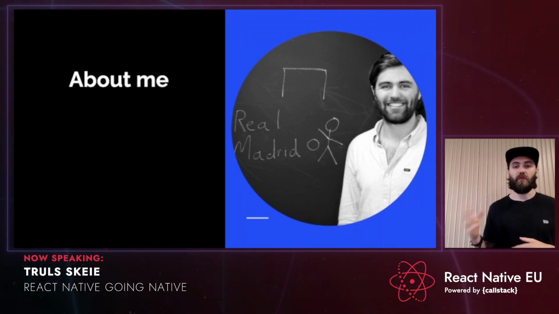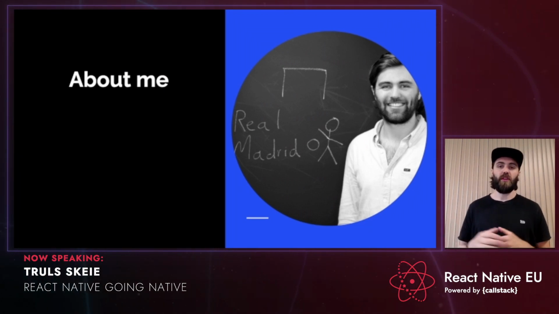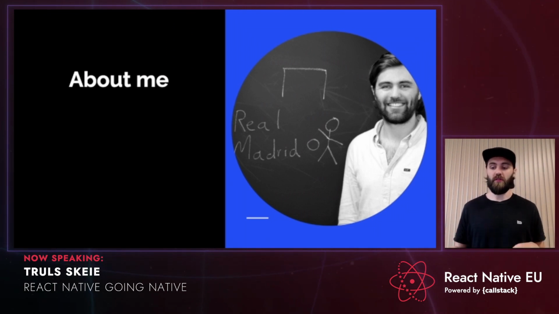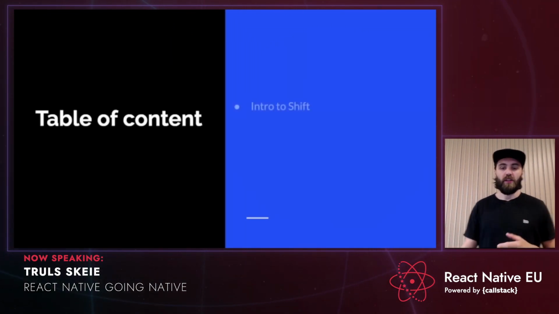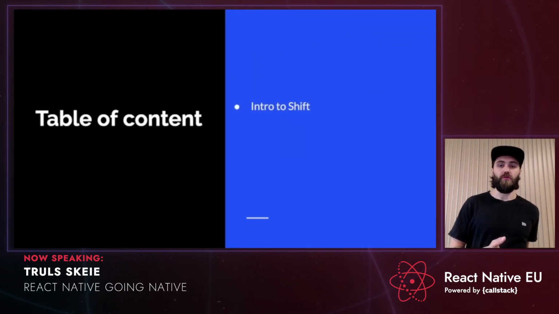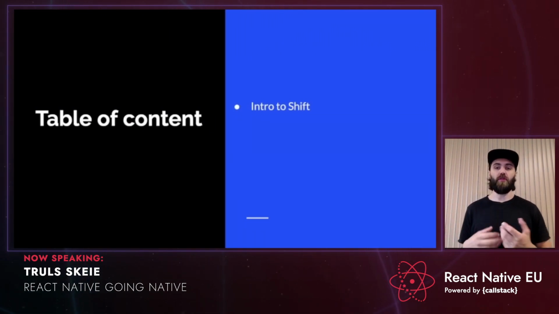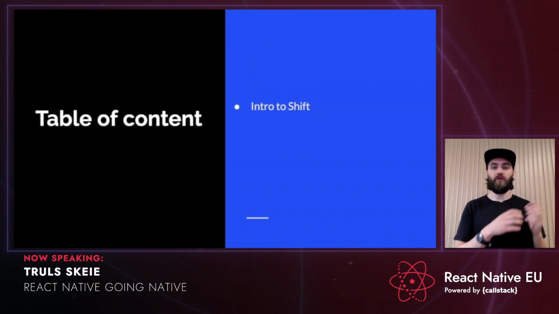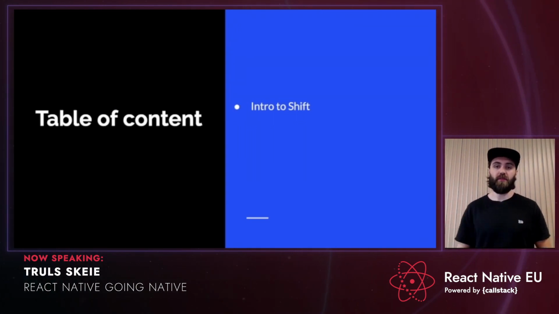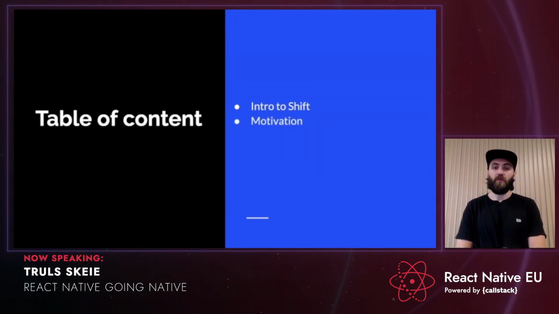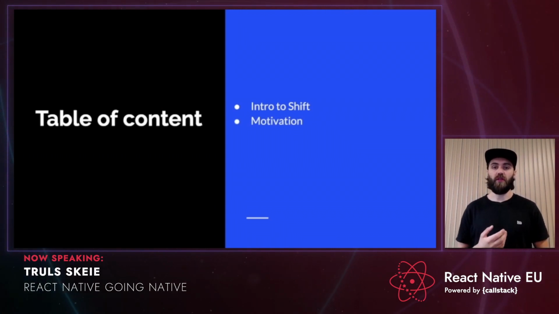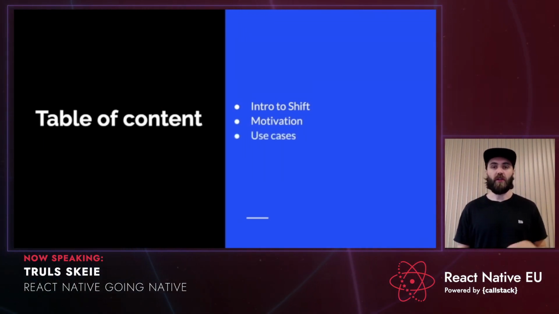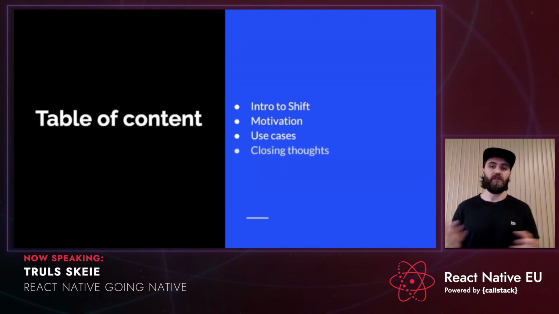So before we dig deep into that, I just want to give you an overview of what this talk is going to be about. I will start off giving you an introduction to Shift, the app, so you can get a better context of what the app is about when I show you the use cases of where we moved code from React Native to the native side. Then I will talk a bit about the motivation of why I wanted to have this talk in the first place. Then we will start off with the use cases, and then I will close off with some closing thoughts. So let's dig into it.